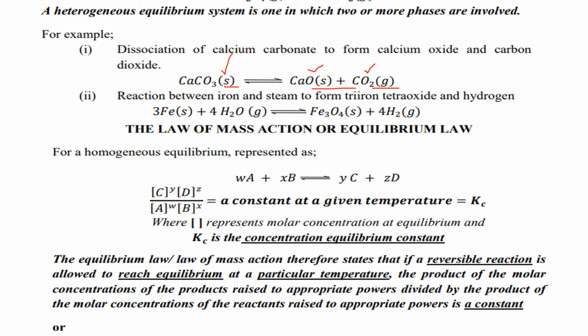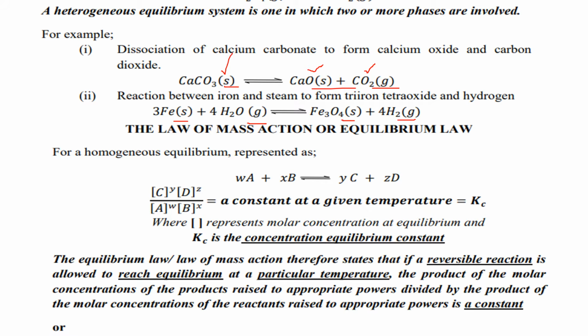If you look at iron reacting with steam to form triiron tetraoxide according to this equation, steam is in the gaseous or vapor form. Iron is in the solid form, triiron tetraoxide is in the solid form, and hydrogen is in the gaseous form. So you find that they are existing in varying states, both our reactants and our products. That means this qualifies to be a heterogeneous equilibrium system, which is simply a system where two or more phases are involved. So you shouldn't forget that.